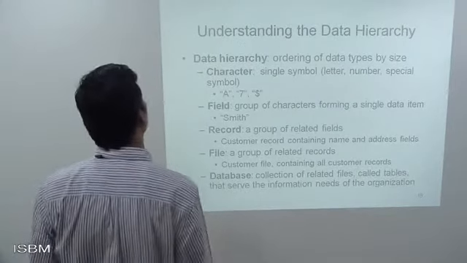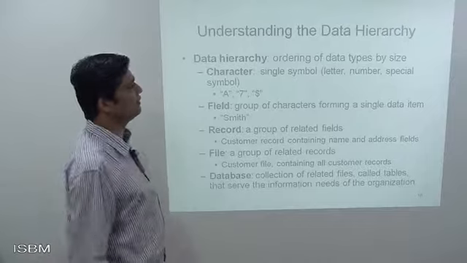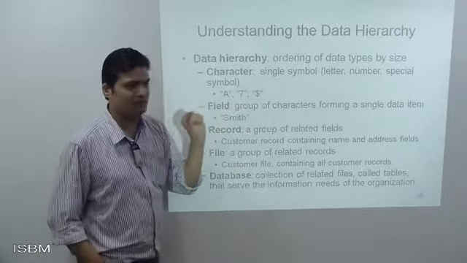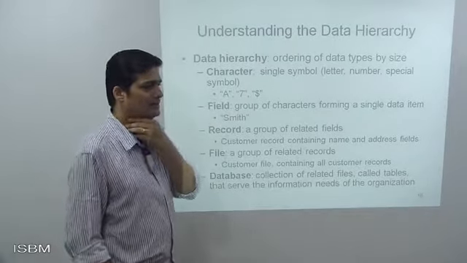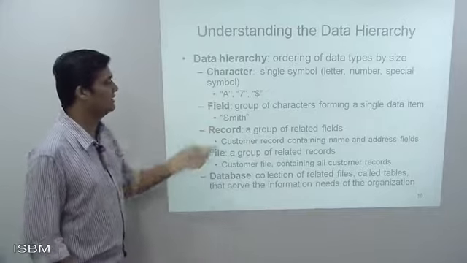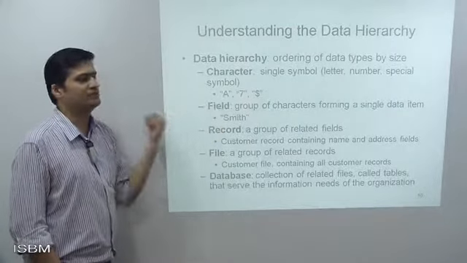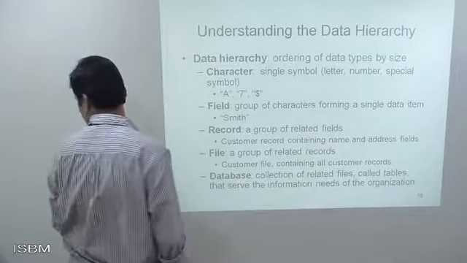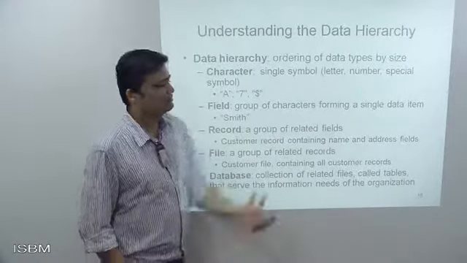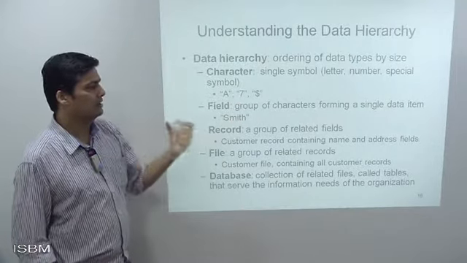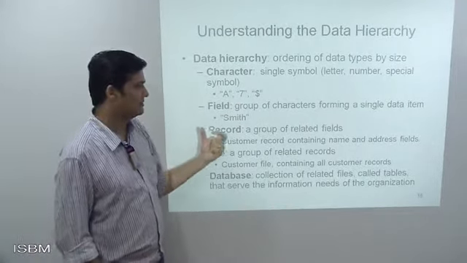So, understanding the data hierarchy: ordering of data by size. Sometimes we require a size, with the help of which you are writing data. First, a single symbol, like a letter, number, or some special symbol like A, 7 and dollar. Then a field, a group of characters forming a single data item. A group of characters, just like Smith, is called a field. It is a group of characters forming a single data item.